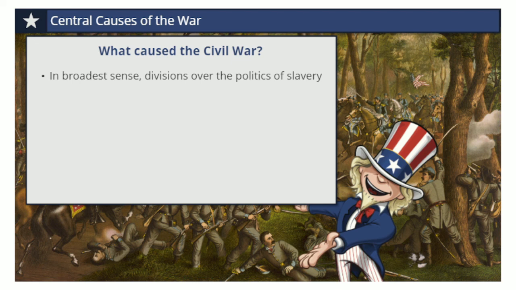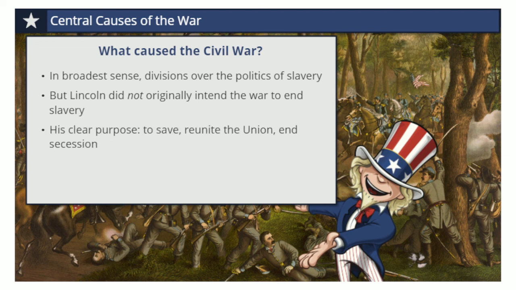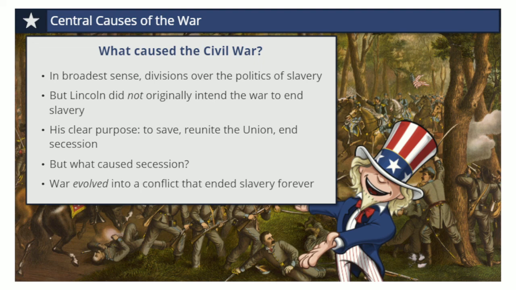Some people claim that the Civil War wasn't really about slavery. It can be uncomfortable to acknowledge that slavery was so central to the American past. What these people probably mean is that since President Lincoln did not originally intend for the war to end slavery, the war wasn't about that issue. This view is both correct and incorrect. Lincoln's clearly stated purpose in 1861 was to save and reunite the Union, to end secession. But what caused the secession? It's hard to ignore the reality that 11 Confederate states formed a new nation primarily to protect their peculiar institution, slavery. Whatever Lincoln may have intended, the Civil War soon evolved into a conflict that did end slavery in all the United States forever.